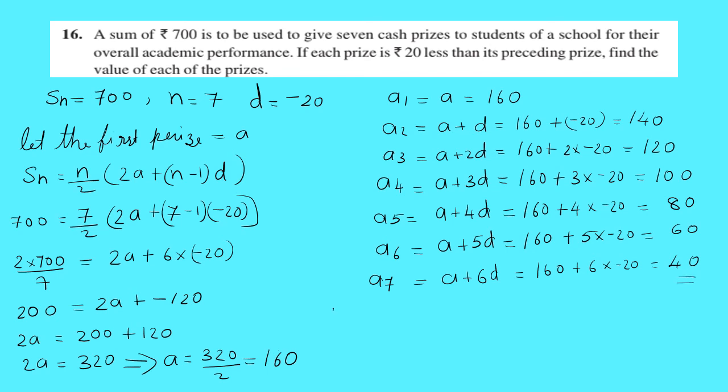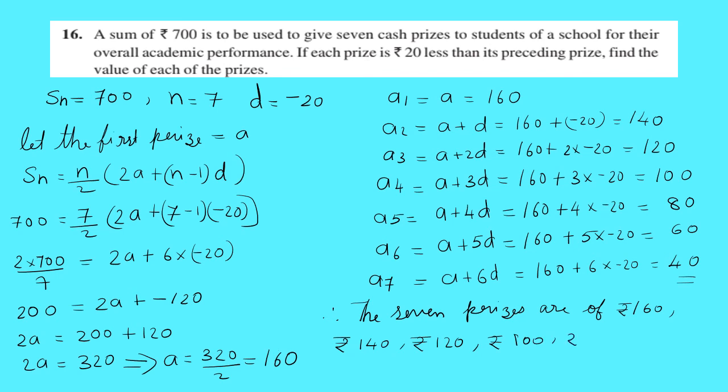So you can write the conclusion. Therefore, the 7 prizes are rupees 160, rupees 140, rupees 120, rupees 100, rupees 80, rupees 60 and rupees 40. Always try to write the conclusion in all the word problems.